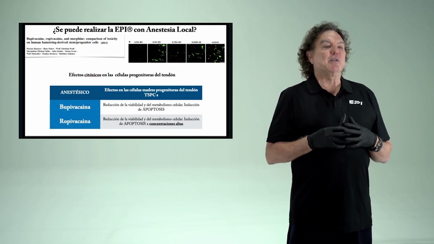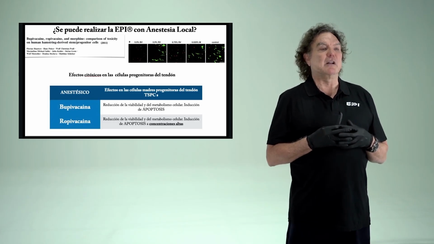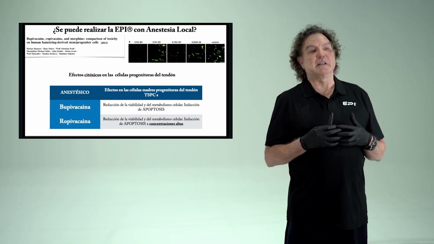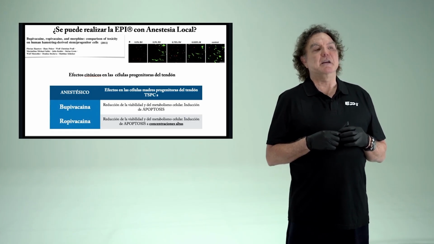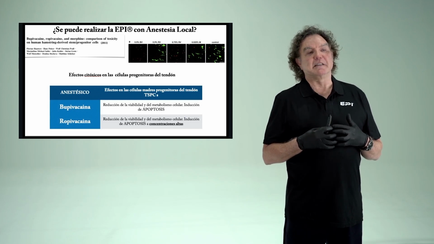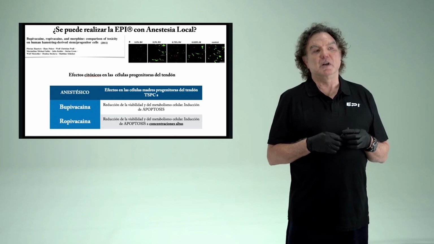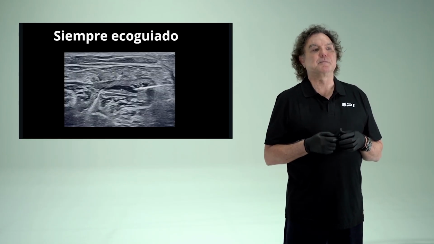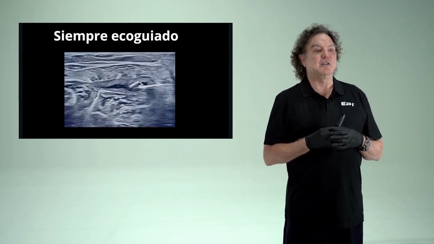Can EPI be performed with local anesthesia? Well, obviously, EPI can indeed be performed with local anesthesia. So, the only problem, however, is that if we use local anesthesia at the precise site where we are performing the EPI technique, the significant issue is that it creates a very cytotoxic environment, and therefore the beneficial effects of EPI are significantly reduced.